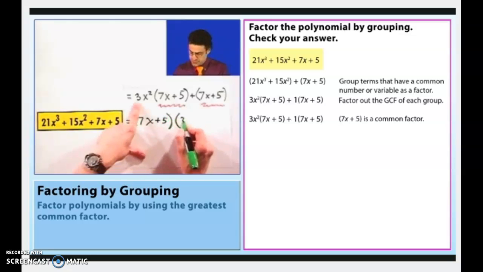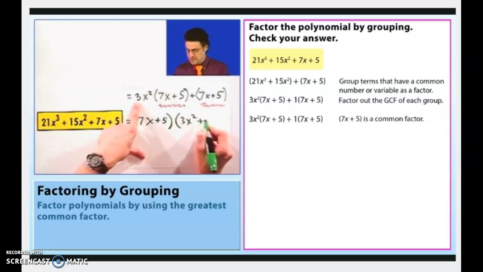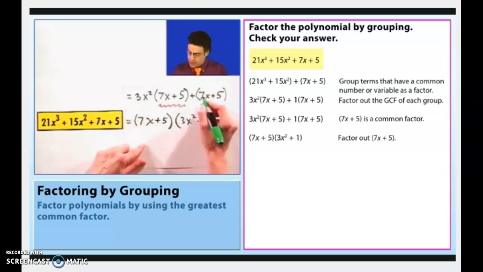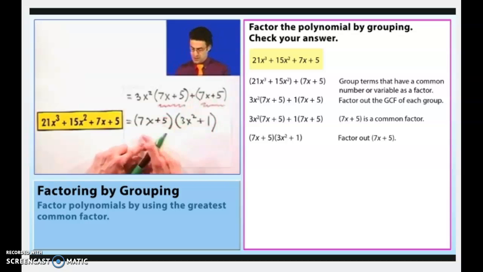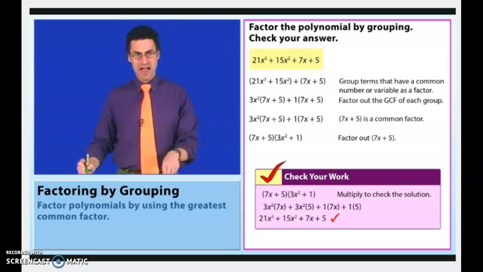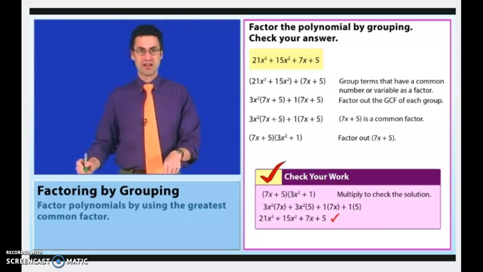What am I left with? I'm left with 3x squared. And what am I left with here? Again, that's the invisible 1. There's an invisible 1 factor, so it's not 0, it's actually 1. So when we distribute, we actually get that term. And there you see the factorization of this complicated-looking cubic brought down to earth by just factoring by grouping.